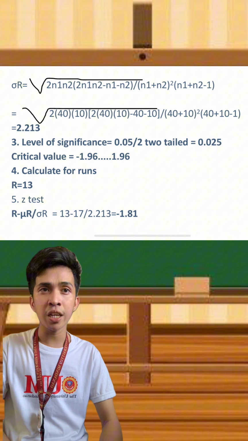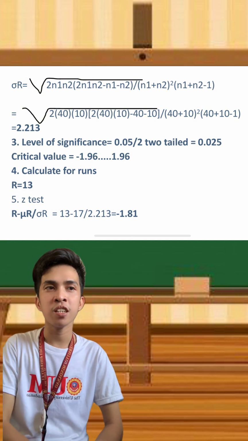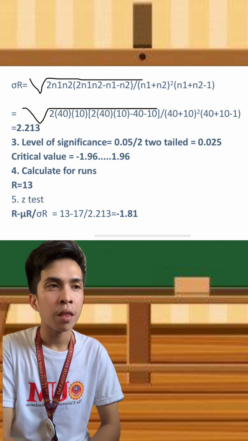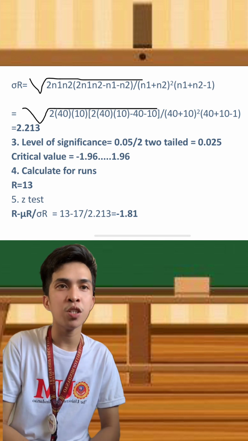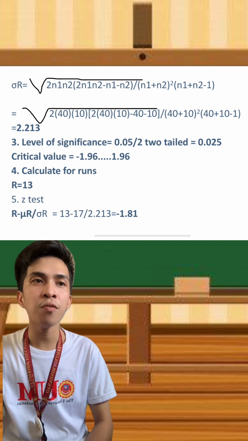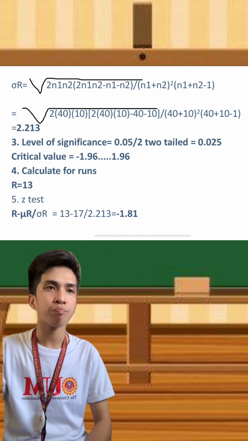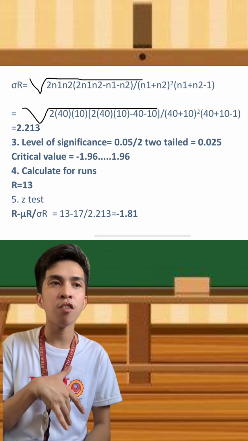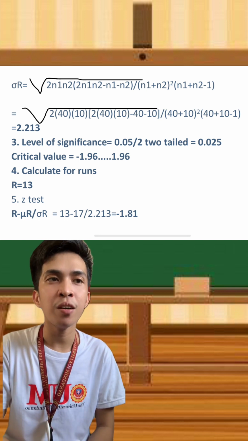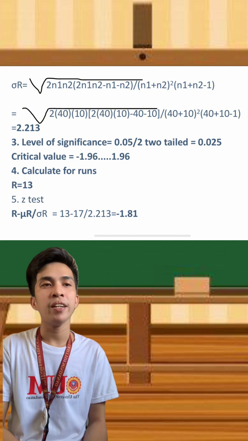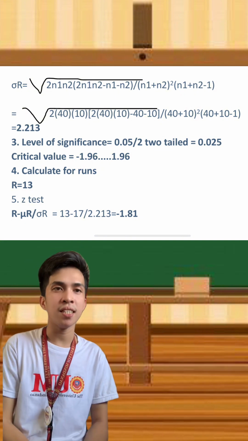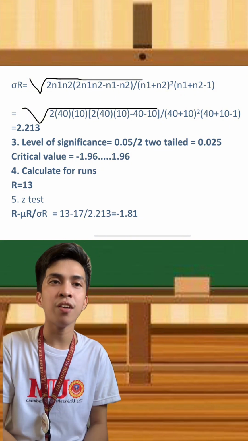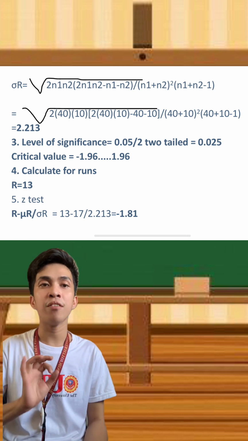And for step 3, we need to identify our level of significance, 0.05, divided by 2 for two-tailed, 0.025. So the critical value for a significance of 0.05 is plus or minus 1.96. So now we can calculate the runs. We have 13 runs.